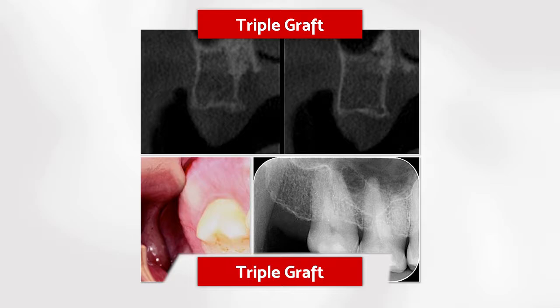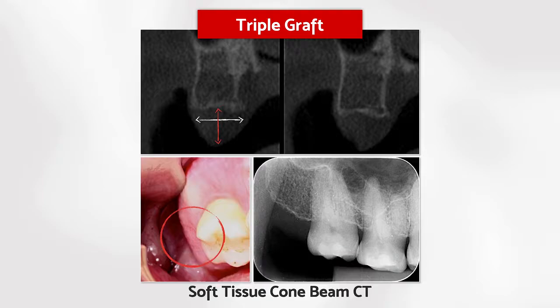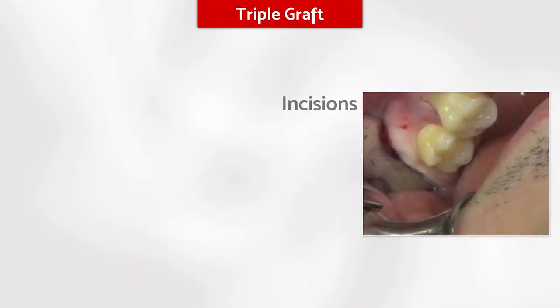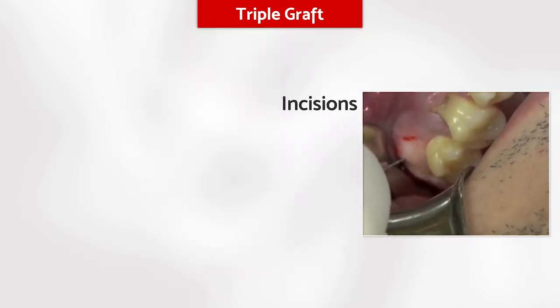To harvest a triple graft from the tuberosity, we need to assess this donor area clinically, radiographically, and through a soft tissue CBCT scan. Through the soft tissue scan, we can see accurately the height and the width of soft tissue available, and of course, the height and width of bone tissue. Let's have a look at the step-by-step of triple graft harvesting.